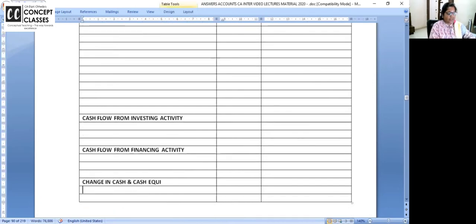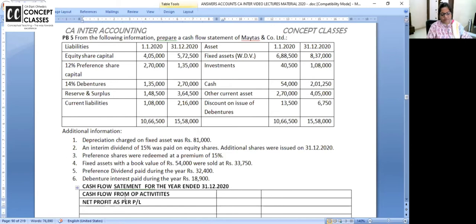To that, you add opening cash. You will definitely get the closing cash. Change in cash and cash equivalent, add opening cash. And this is like your receipt and payment account, but in the vertical format. Operating, investing, financing, change in cash and cash equivalent, add opening, you will get closing. And it will tally. If it is in thousands, write 1000 here at the top.